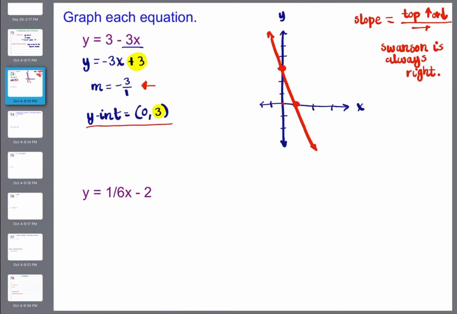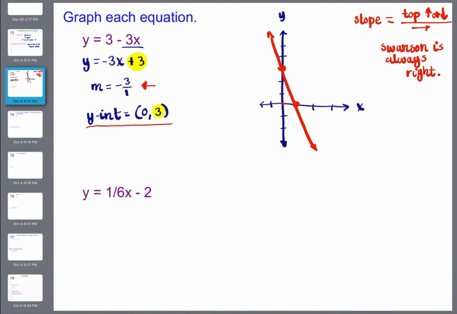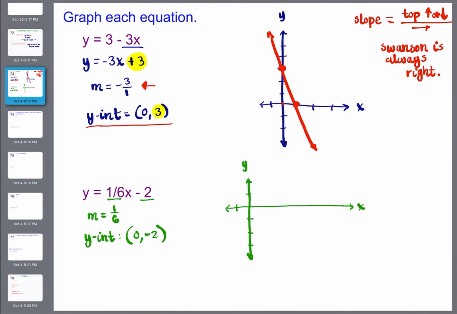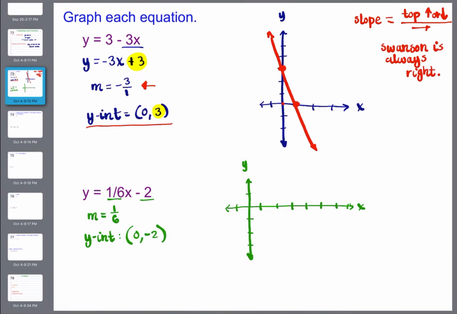So let's take a look at the next graph. If we look at this one, we have it already in slope-intercept form because I have y by itself, and it's in that mx plus b form. So my m is 1 over 6, that's the slope. And then my y-intercept in this case, so I can set up my graph. I always go at least one more in every direction that I'm going to need. So I'm going to start from the origin.